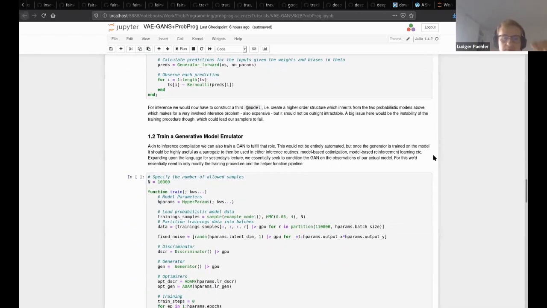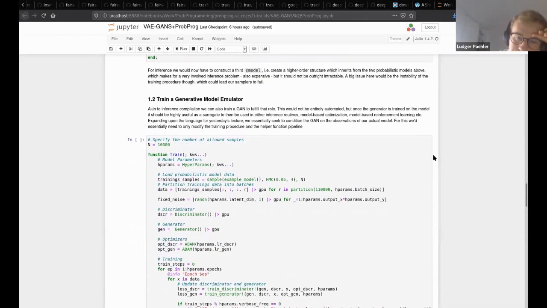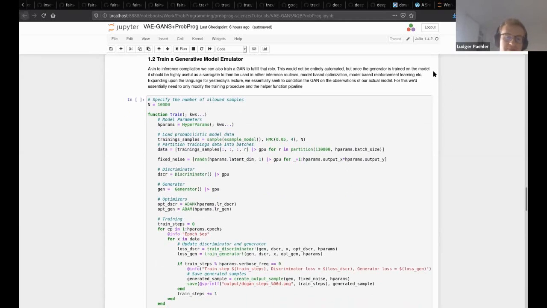The other option would be, for inference, you construct a third model, and this would then inherit from the two probabilistic models below, which is supported in higher order probabilistic programming languages. Inference might be quite hard, but using some tricks or stuff like approximate Bayesian inference, it should be tractable.